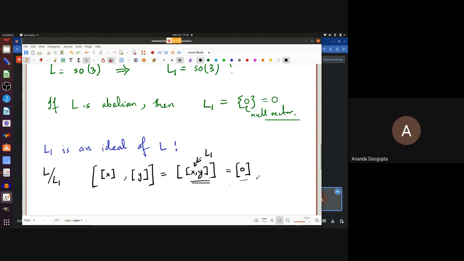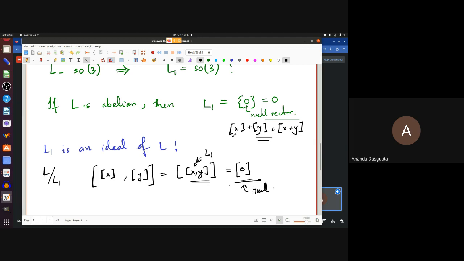And this obviously is the null vector. Remember our definition of addition between equivalence classes was this. So in this quotient space, which L by L1 is, which in general L by any ideal would be, this is the null vector. Remember, when you say vector, it's not one single vector of L, but an equivalence class. Which equivalence class? That of 0, right?